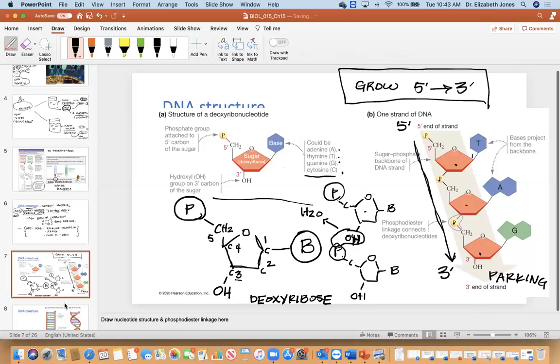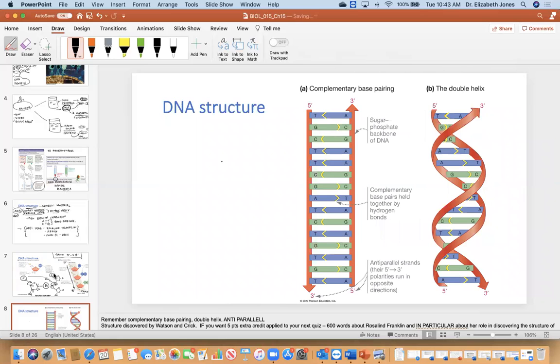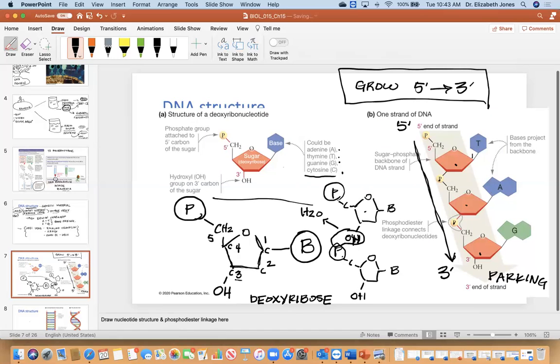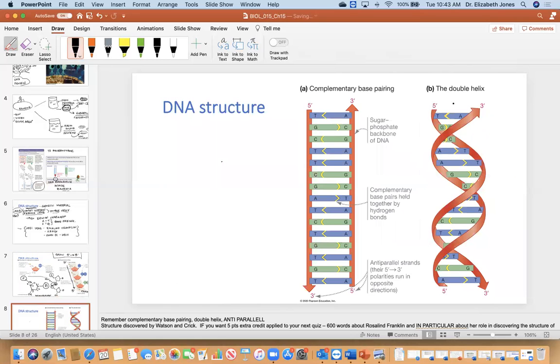Okay, now let's take a look here at double-stranded DNA, because what I've shown you is one strand, right? And we know that DNA occurs in 2 strands and that those 2 strands form a double helix. Now, let's just look at the 2 strands by themselves. So we have our 5' end up here, and we have our 3' end down here. This red line right here is meant to represent the phosphate sugar backbone, okay?